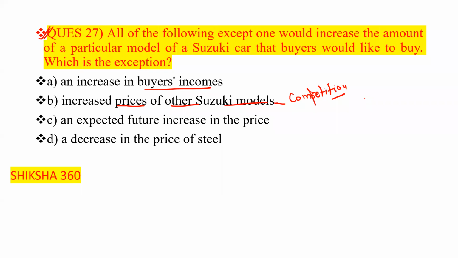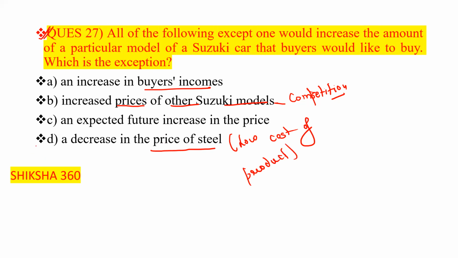Third one is an expected future increase in the price. All three are the general ways that would increase the amount of a particular model that buyers would like to buy. So option number D is a decrease in the price of the steel, that is low cost of production.